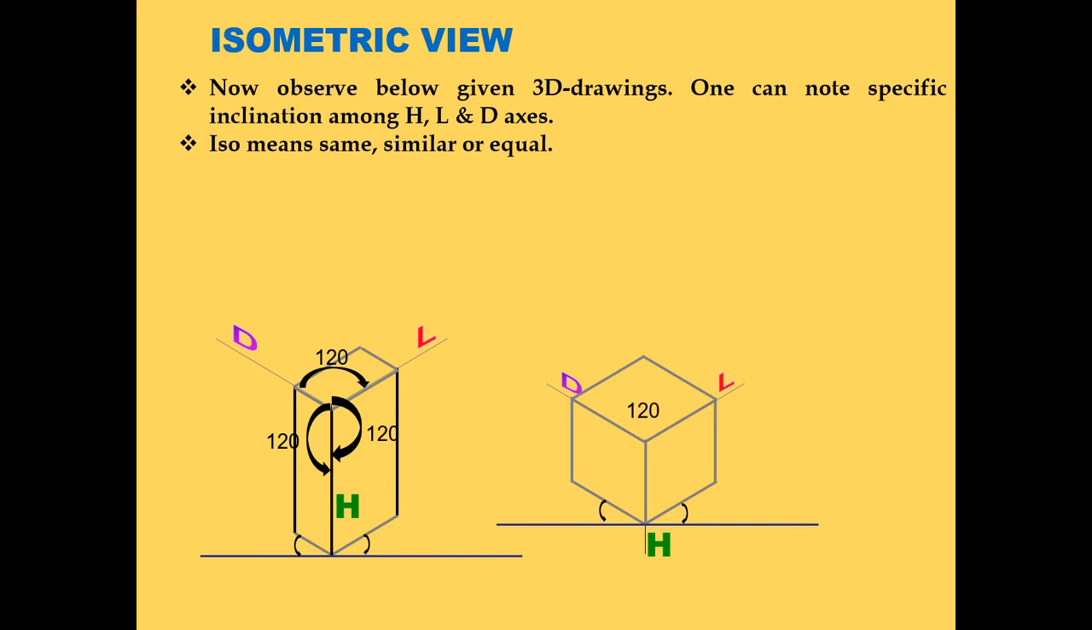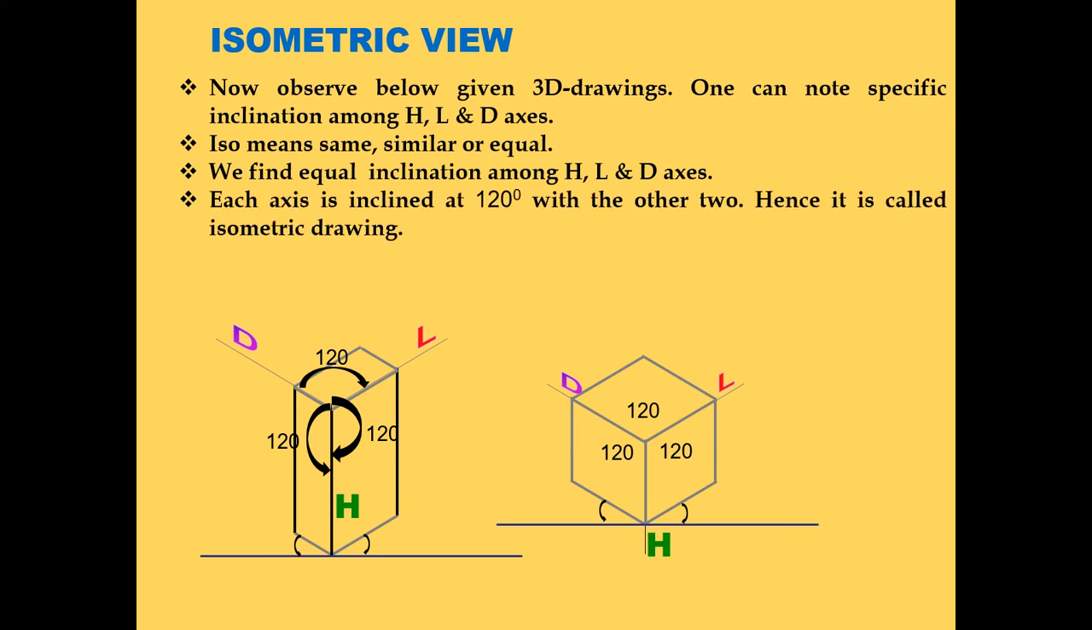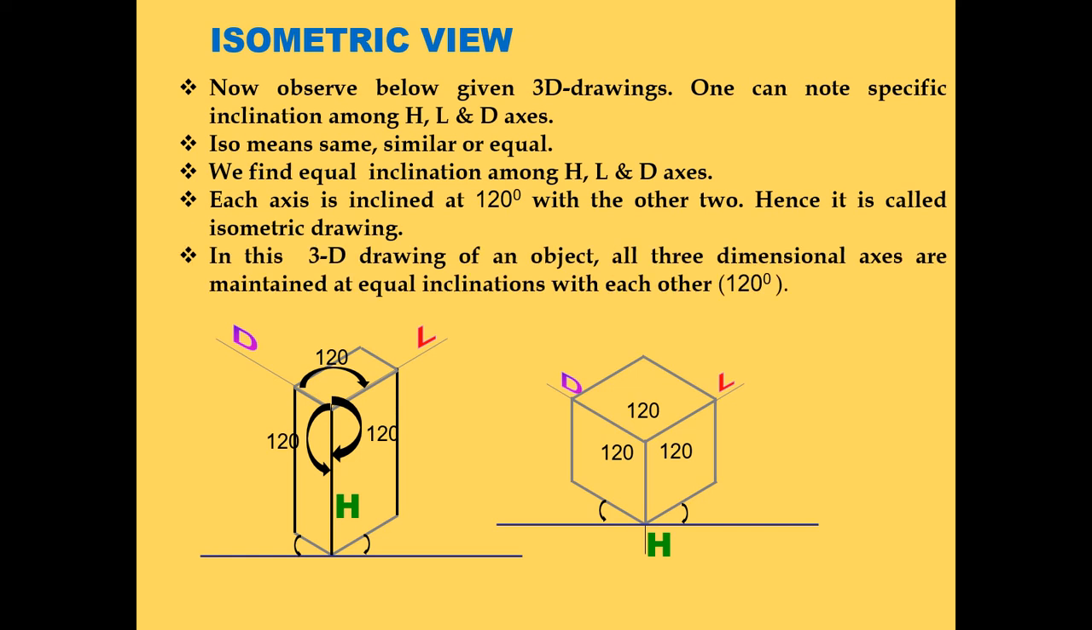As far as the second example is concerned, here also L and D make 120 degrees with respect to each other. Then D and H also make 120 degrees, and H and L, that is height and length, also make 120 degrees with each other. So we find equal inclination among the H, L and D axes. Each axis is inclined at 120 degrees with the other two. Hence this is called an isometric drawing or isometric view. So in this 3D drawing of an object, all three dimensional axes are maintained at equal inclinations with each other, and that inclination is always 120 degrees.